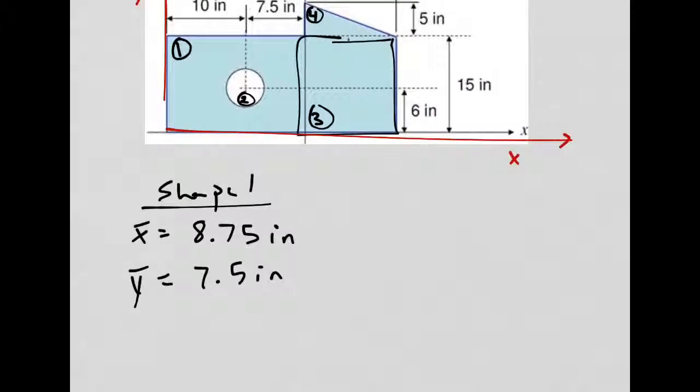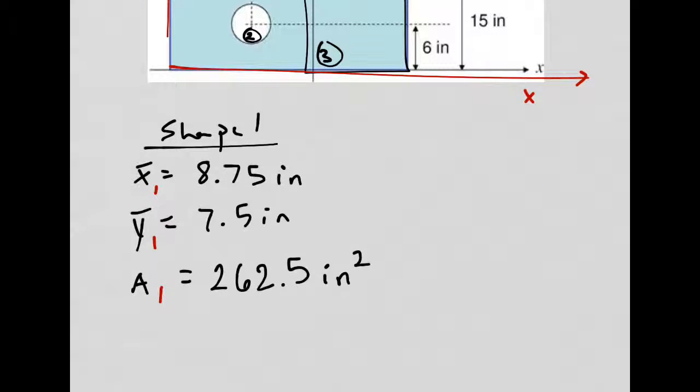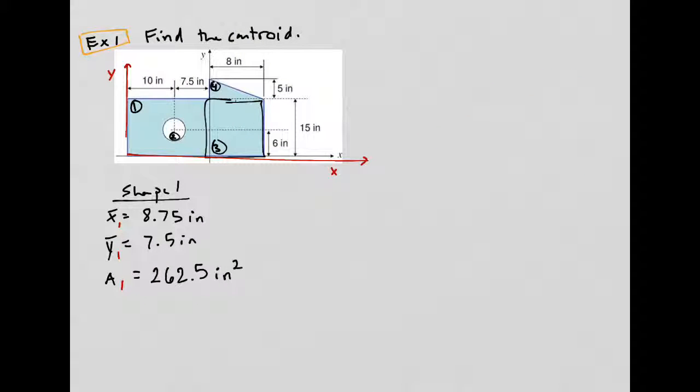Shape 2. Oh, no. I need the area. And that's just 17.5 times 15, because that's base times height for the area. So there's the area. That's for shape 1. Moving on to shape 2.